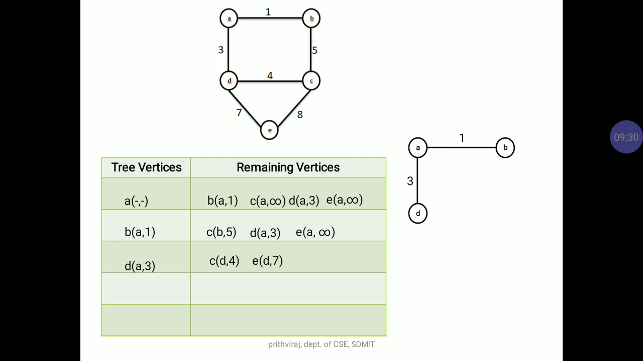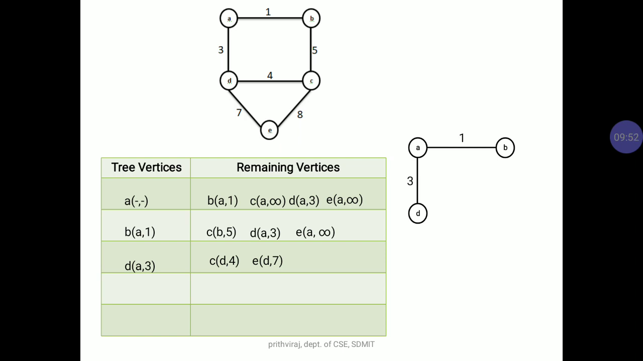Next vertex is E of D comma 7. Now we can see in the previous step we had E of A comma infinity. Now compare 7 with the infinity. So 7 is a smaller one, then we have taken E of D comma 7. Then is there any other vertices left? No, only 2 vertices from D.